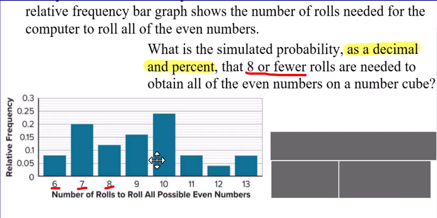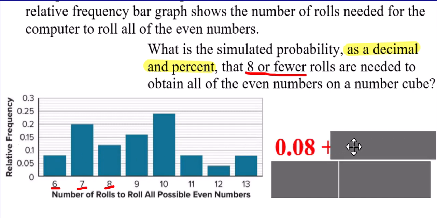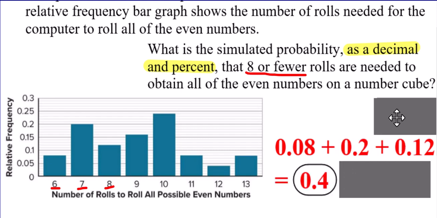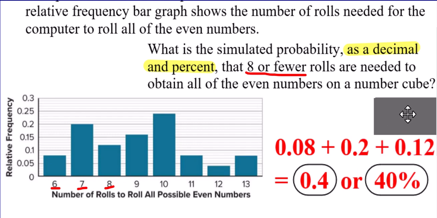The 6, hopefully you had 0.08, but we're going to add that because the word or means you're going to add. We talked about that many times with probability. The 7 was 0.2 and the 8 was 0.12. If you add these together, your probability as a decimal will be 0.4. As a percent, that is 40%. And that's it. This page of guided notes, front and back, was not meant to be very long.